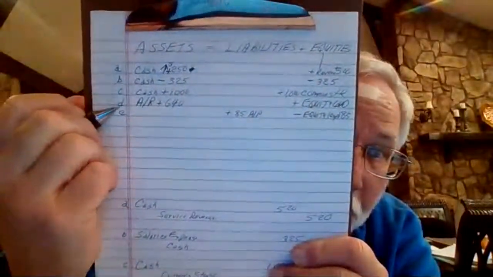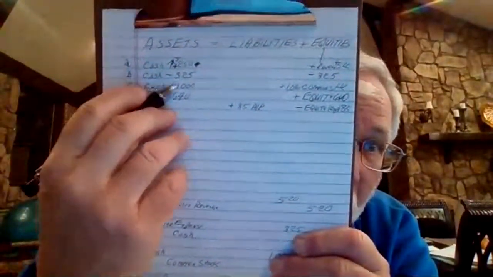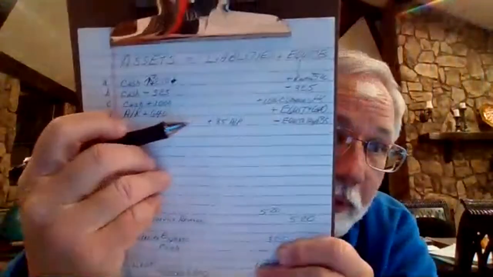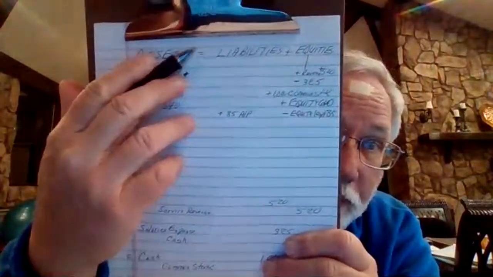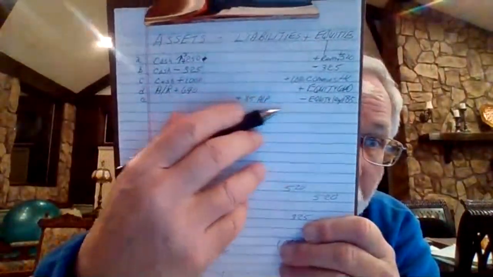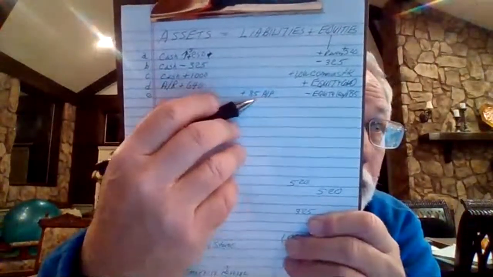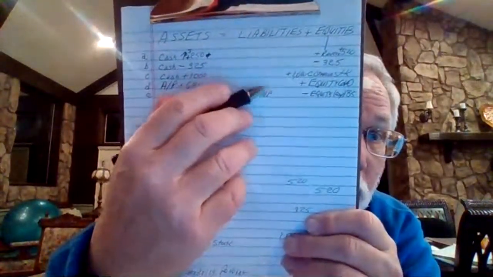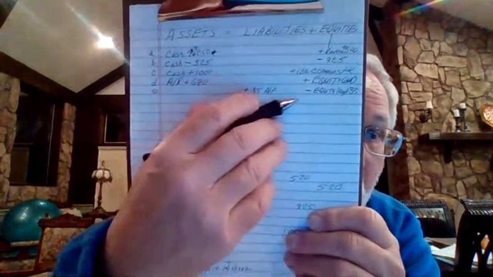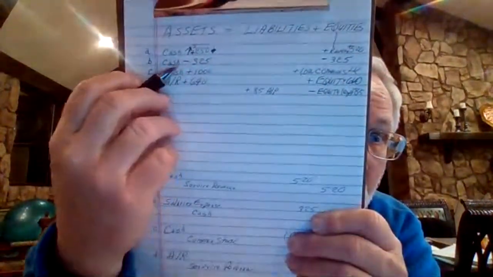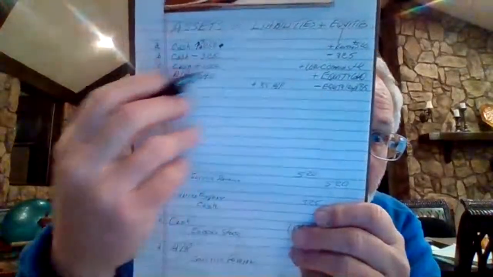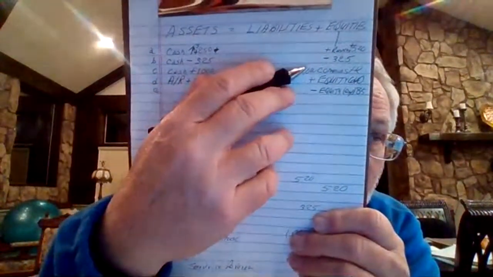So you see, all A, B, C, and D affected something on different sides of the equal sign. Over here, both things that are affected are on the same side of the equal sign. One goes up, one goes down. Here, cash went up, equity went up. Cash went down, equity went down. So depending where they are relative to that equal sign, they move in the same direction.